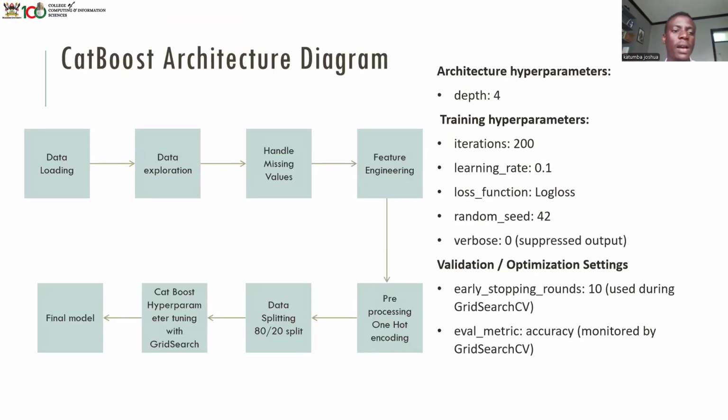Then we have the architecture. With the architecture, the first thing we did was to load the data. Then from there, we carried out some exploration. Then we looked for missing values. Afterwards, we did some feature engineering to give the data more meaning. And then we looked at some processing. This one came in more to help us optimize the model so that we get a better prediction.